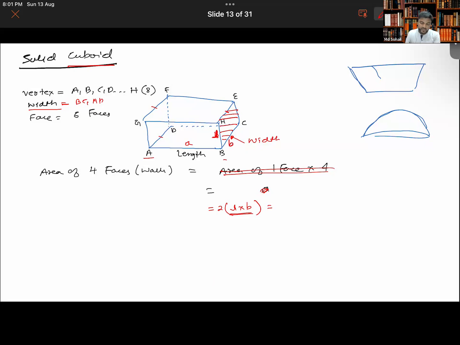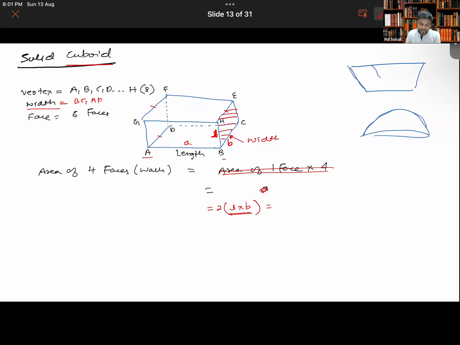Length, breadth, and height. Let's take them to be L, B, and H, that will be more appropriate. Let me rewrite it. This is your length, this is your breadth, and this is your height. Side BH, that is height. So here it's going to be length into breadth for this one. Now talking about the face BCEH, what is the area going to be?